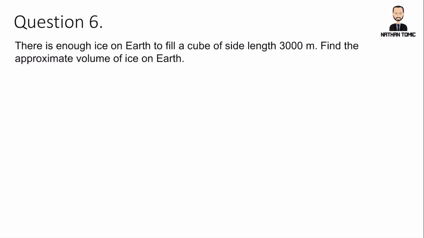Question 6 says, there is enough ice on Earth to fill a cube of side length 3,000 meters. Find the approximate volume of ice on Earth. So it's another worded question that's given us some information. First of all, we know it's a cube. Right, so remember that's one of those special types of rectangular prisms where all the sides are the same, and therefore it's given us one side length of 3,000 meters.